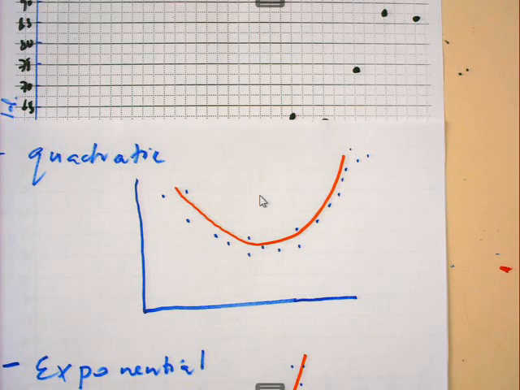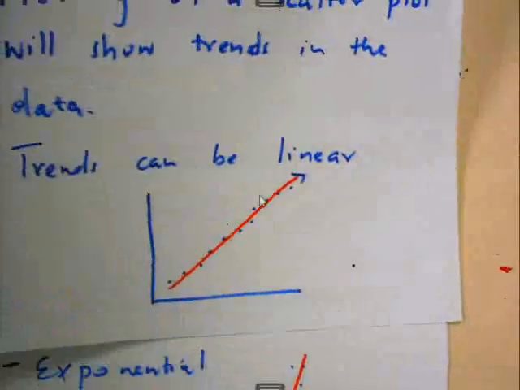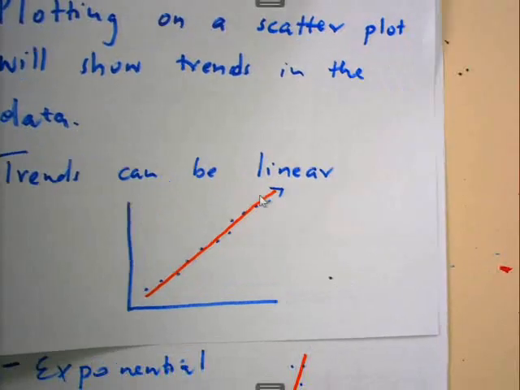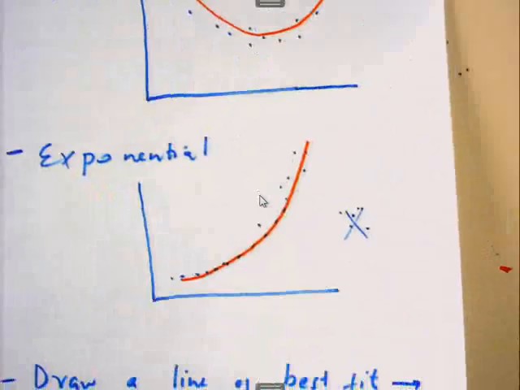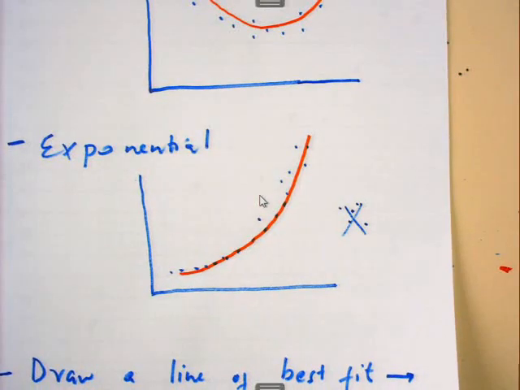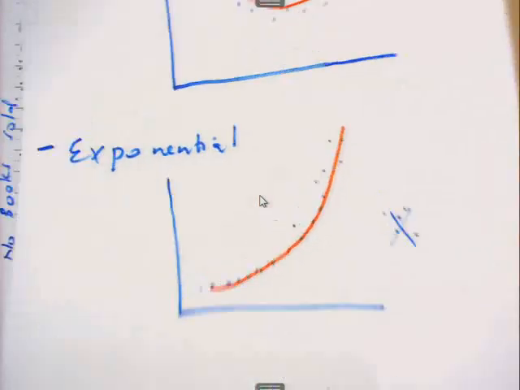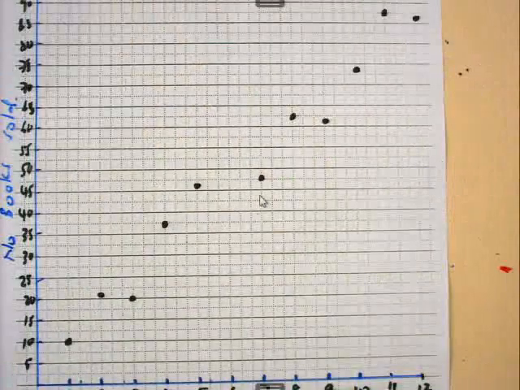I want you to note down this as your very important notes. It can be linear. I want to bring back linear again. The set of data can be linear. The set of data can be quadratic. The set of data can be exponential trend. Do you realize that? Now let's look at what we have in our case here.